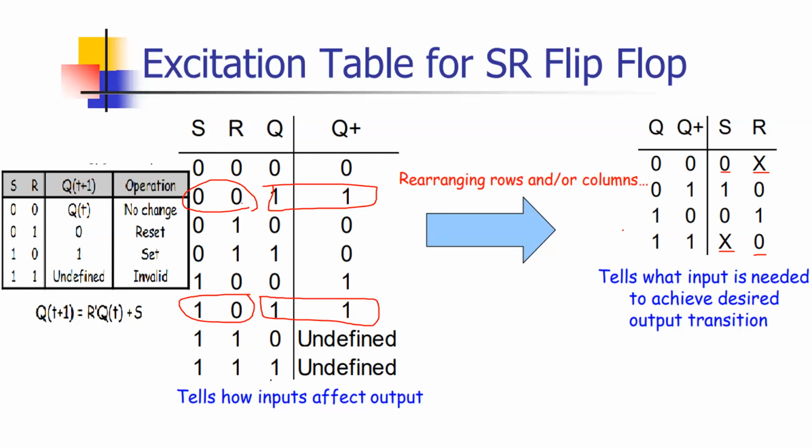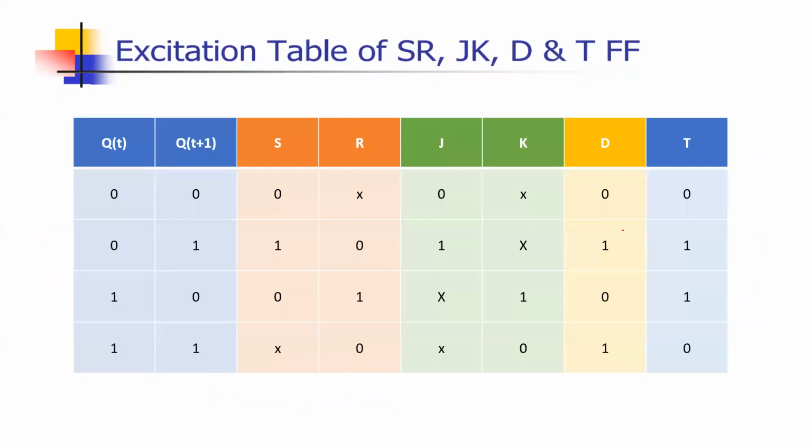So using the transition table, you can find out the excitation table. Now this is the master excitation table of all the flip-flops, you can say. As you know, the excitation table is used to find out the inputs when you know the output, or you know the sequence of the output. Outputs means Qt and Qt plus 1. Qt is your current state and Qt plus 1 is your next state, which will be generated.